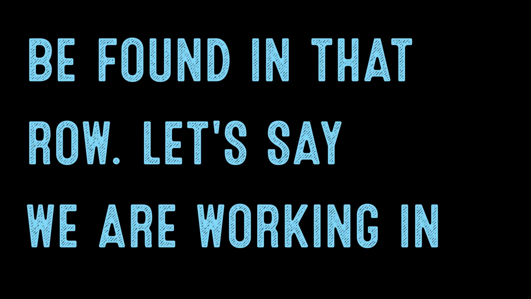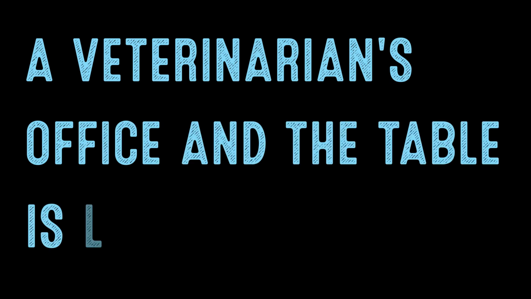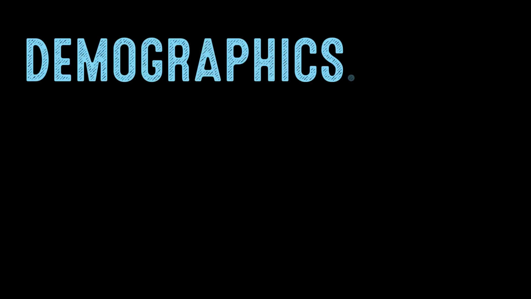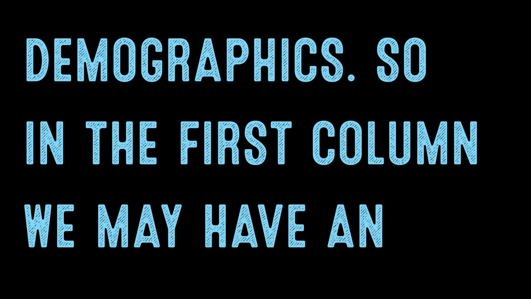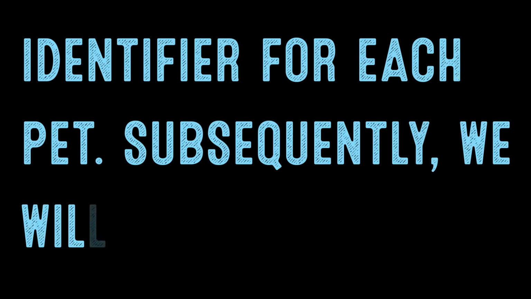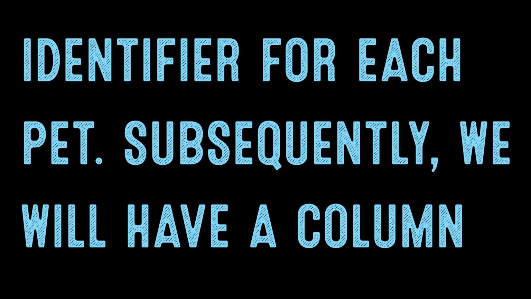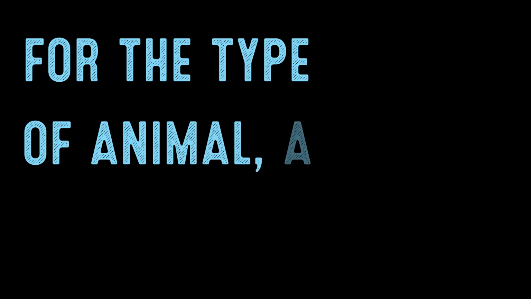Let's say we are working in a veterinarian's office and the table is listing patient demographics. So in the first column, we may have an identifier for each pet. Subsequently, we will have a column for the type of animal, age, and breed.